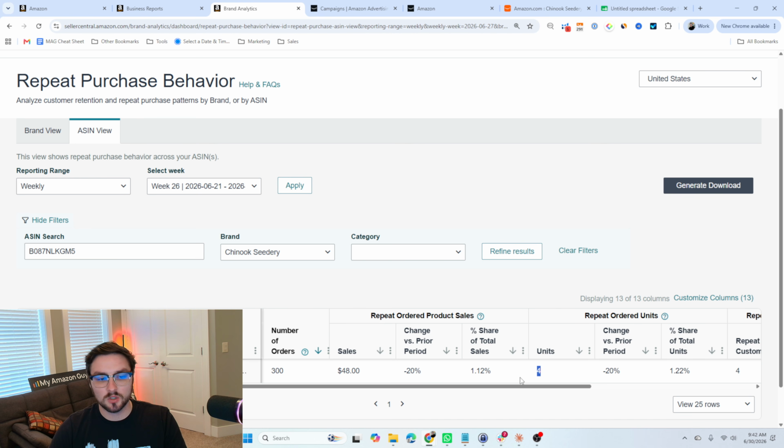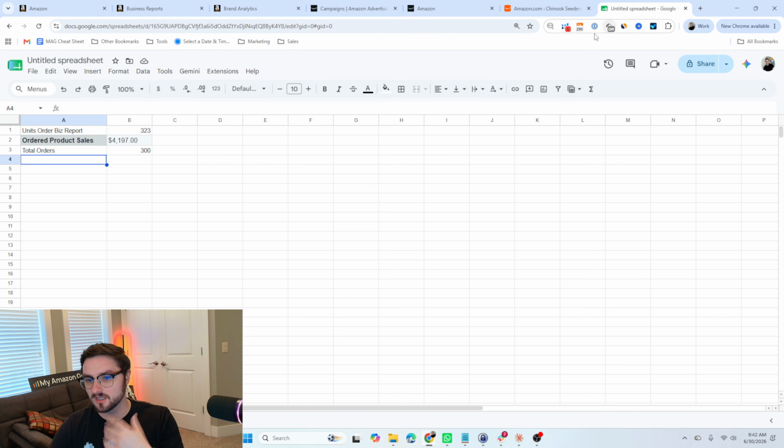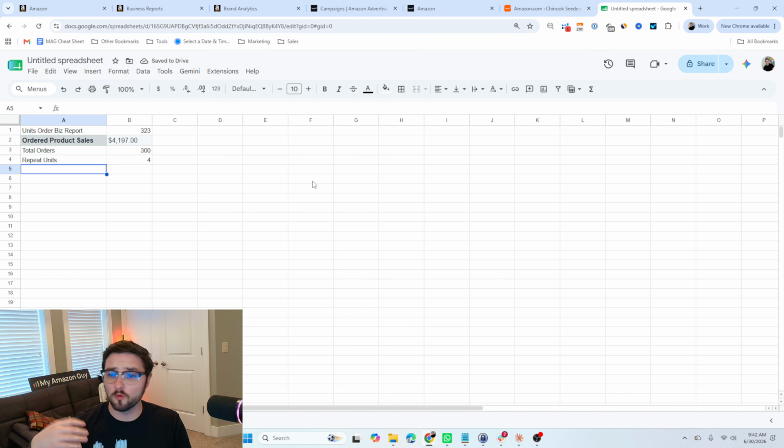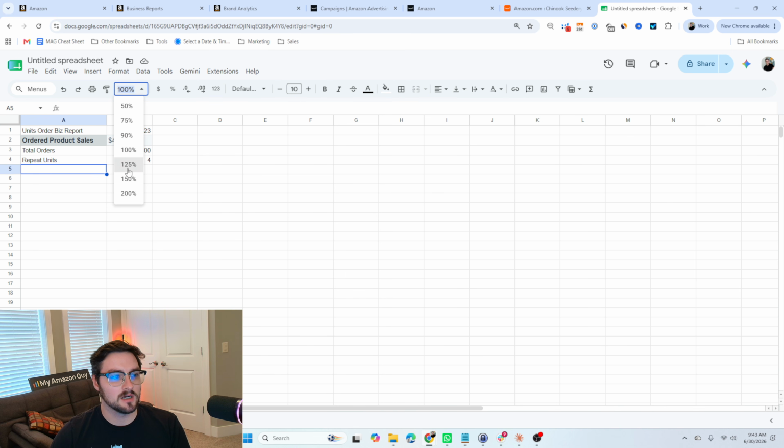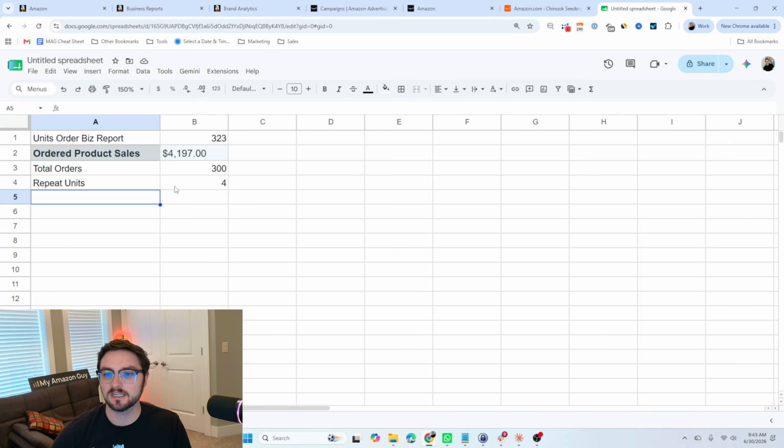So right here, we're only at 4 for this brand for the single week that we're looking at, but we're going to do repeat units 4. Fantastic. So we only have 4 realistically from our repeats here that we're actually going to be dealing with, which makes this significantly easier at the end of the day to do this calculation, as we don't have to take a ton out of this.